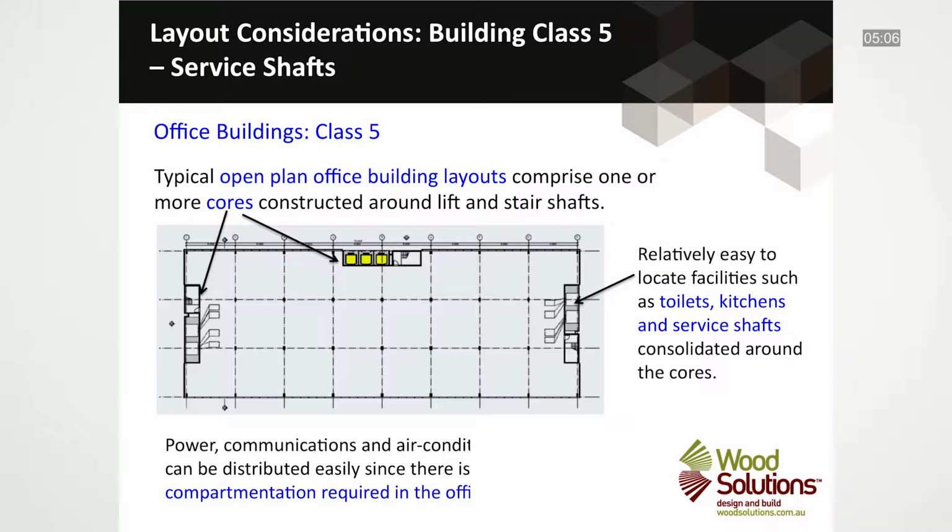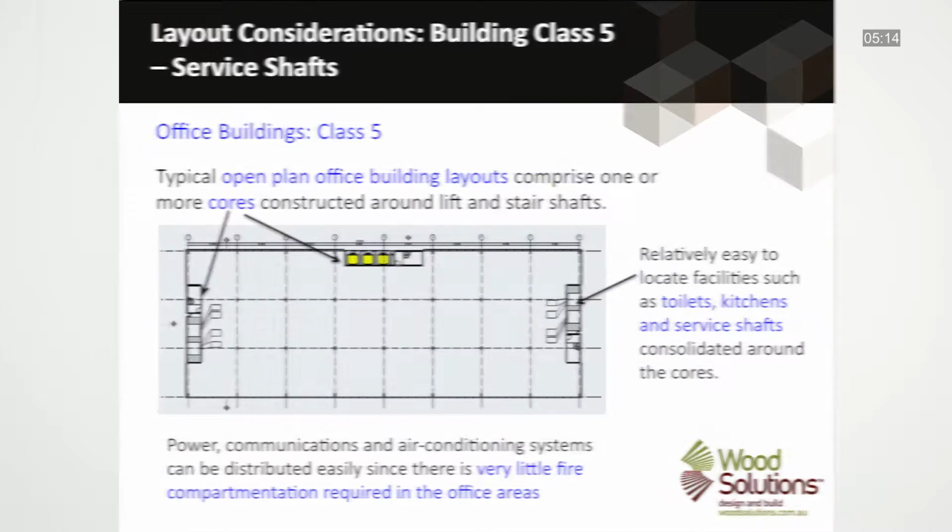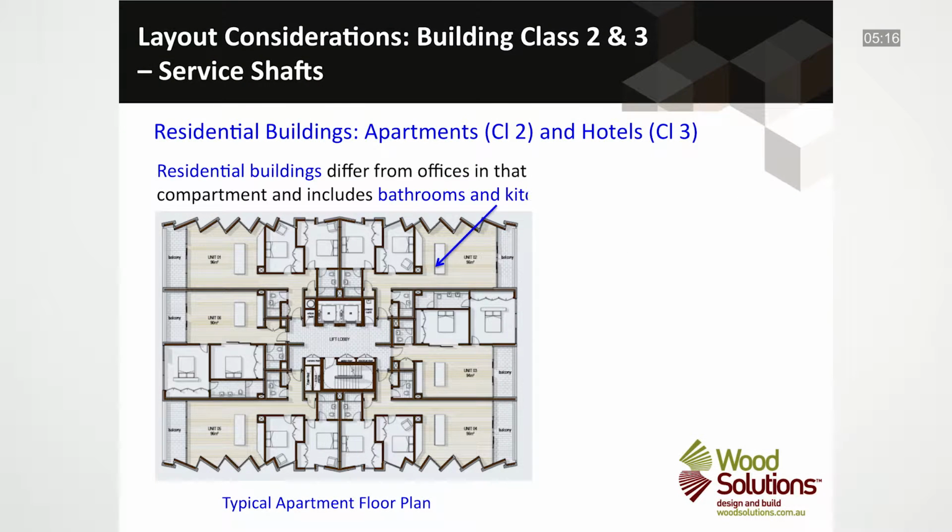Power, communications and air conditioning systems can also be distributed quite easily, as with open plan layouts, there is very little fire compartmentation required. Residential buildings, such as apartments and hotels, on the other hand, differ dramatically from offices in that each sole occupancy unit is a fire compartment in themselves, and they also contain bathrooms and kitchens.